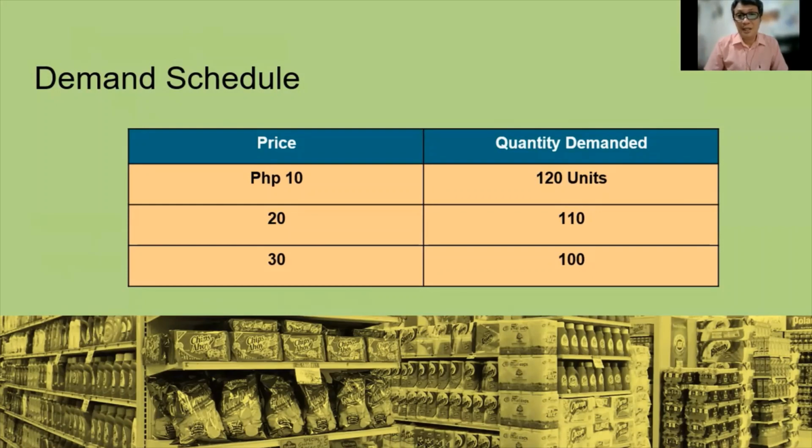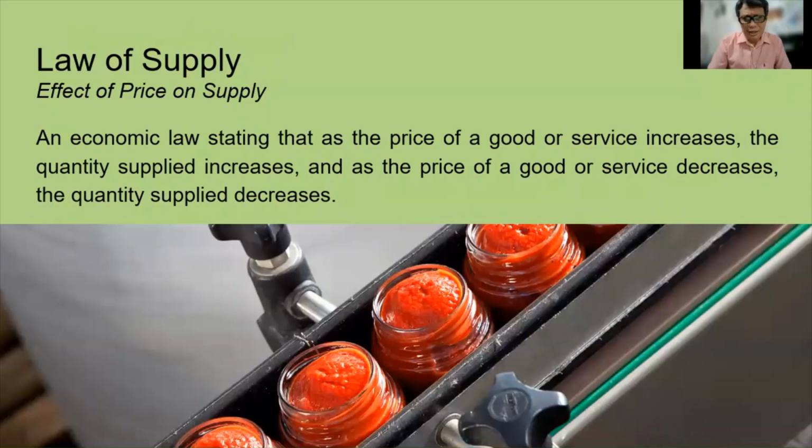Okay, so let's proceed with the law of supply. What does the law of supply state? The law of supply states that as the price of a good or service increases, the quantity supplied will increase. And as the price of the good or service decreases, quantity supplied will decrease.